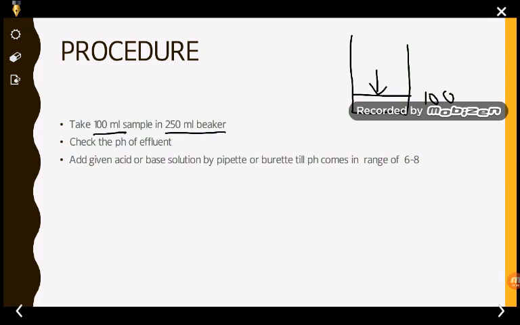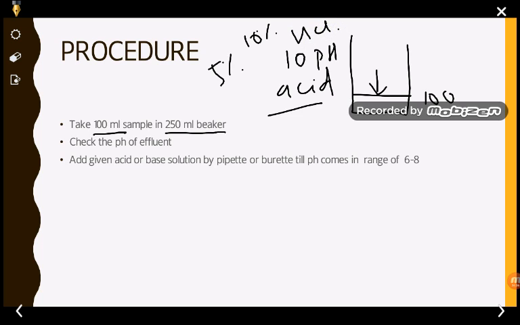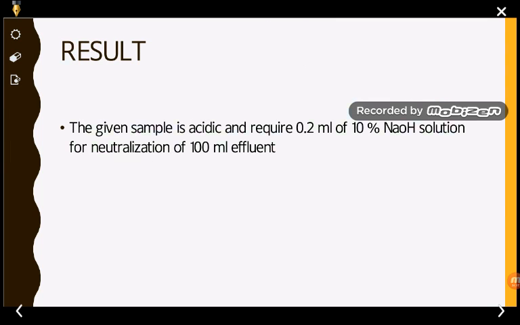Add the given acid or base solution from the pipette or burette till the pH reaches the range 6 to 8. So consider if the pH of this effluent is 10. So we have to add the acid, that is 5% or 10% HCl, drop by drop, so that its pH comes to 6 to 8. And the amount can be said, the given sample is acidic.